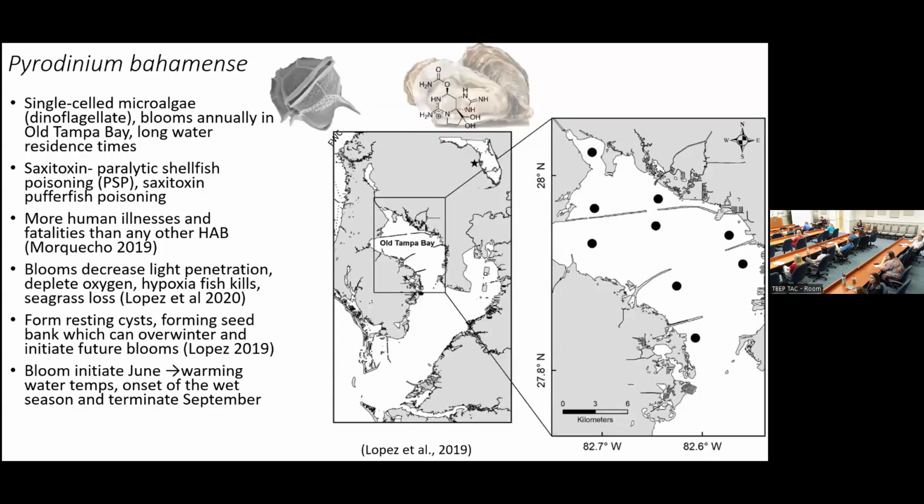And for Pyrodinium bahamense, it's also a single-cell dinoflagellate that produces saxitoxin, and this has resulted in more human illnesses and fatalities than any other HAB. And blooms are detrimental because they can impair seagrass because of light attenuation, and reduce water column oxygen, resulting in hypoxia-related fish kills. And they're unique in that they form resting cysts, which can overwinter and seed new blooms. They typically initiate in June upon warmer water temps in the bay and terminate in September, but we have been starting to see them prolonged.